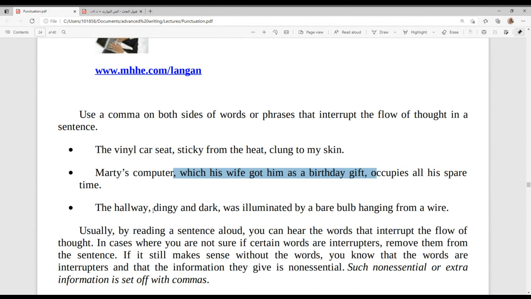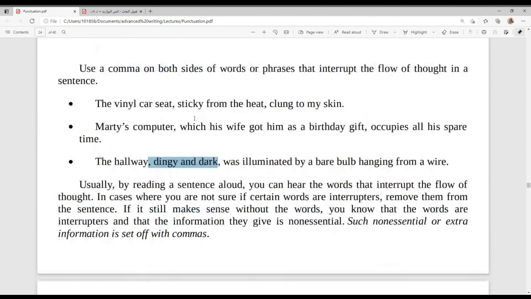The hallway, dingy and dark, look, extra information, was illuminated by a single bulb, etc. Look, this is extra information, and we call it an interrupter. This information interrupts the flow of thought.